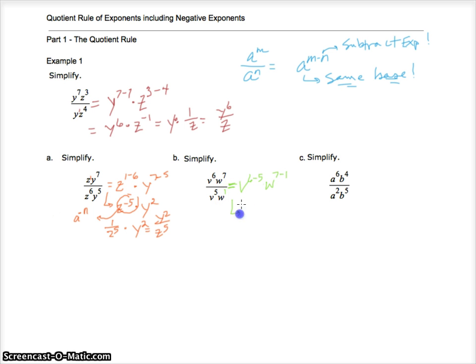Let's bump it down a level. V to the 6 minus 5 is v to the 1st power, just v. W, 7 minus 1 is 6. And that's my solution. I don't have to do any finagling or philandering to get it to the correct answer. Go ahead and practice part C on your own, and we'll answer it in class.